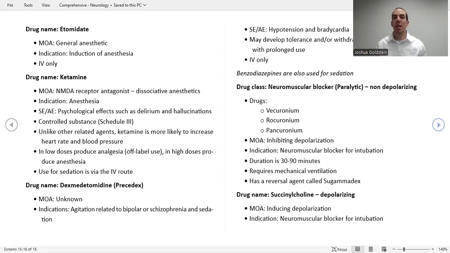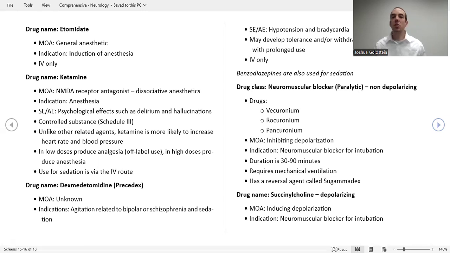This one can also cause some bradycardia. Patients may develop a tolerance to this. And the last note I have on sedation is that benzos are also used for sedation. So benzos have been all over this lecture as a sedative, as a muscle relaxant, and as an anti-seizure medication.